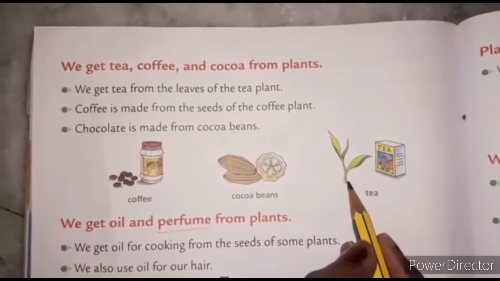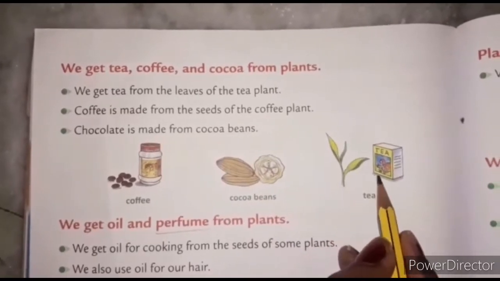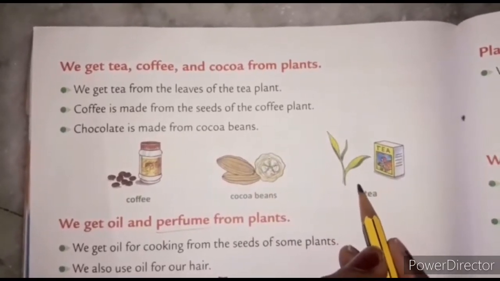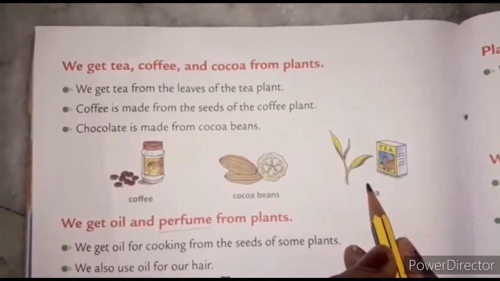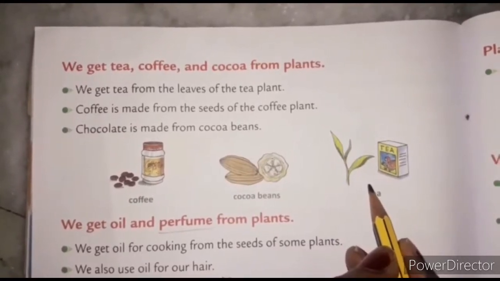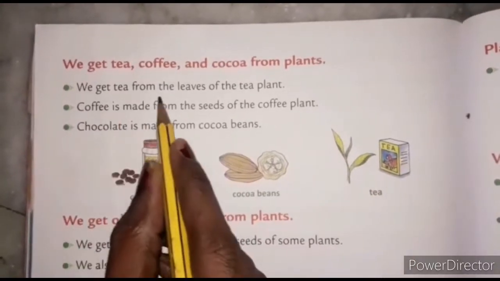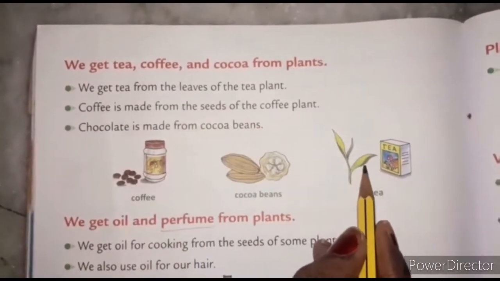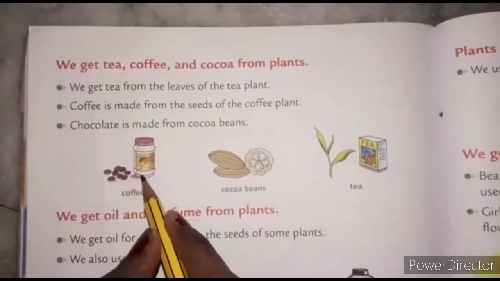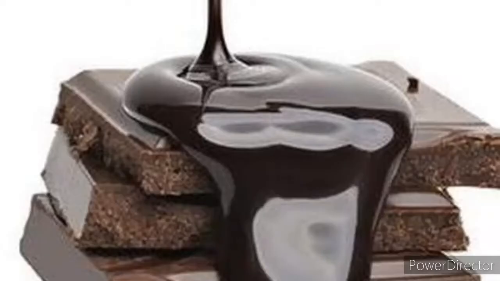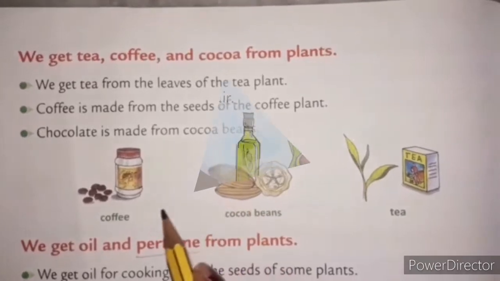See children, these are tea plants. This is tea powder. The major tea producing states in India are Assam, West Bengal, Tamil Nadu and Kerala. So we get tea from the leaves of the tea plant. Coffee is made from the seeds of the coffee plant. Chocolate is made from cocoa beans.